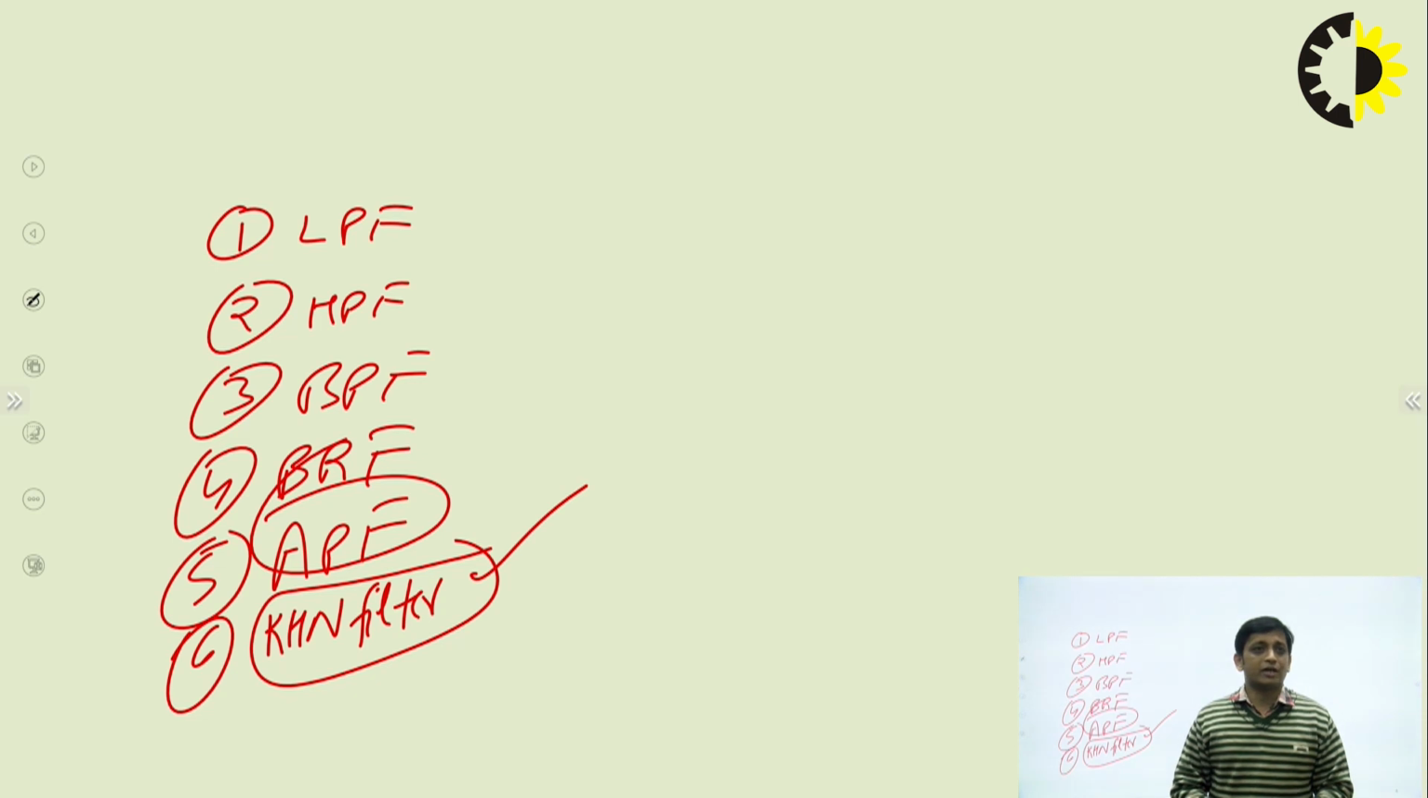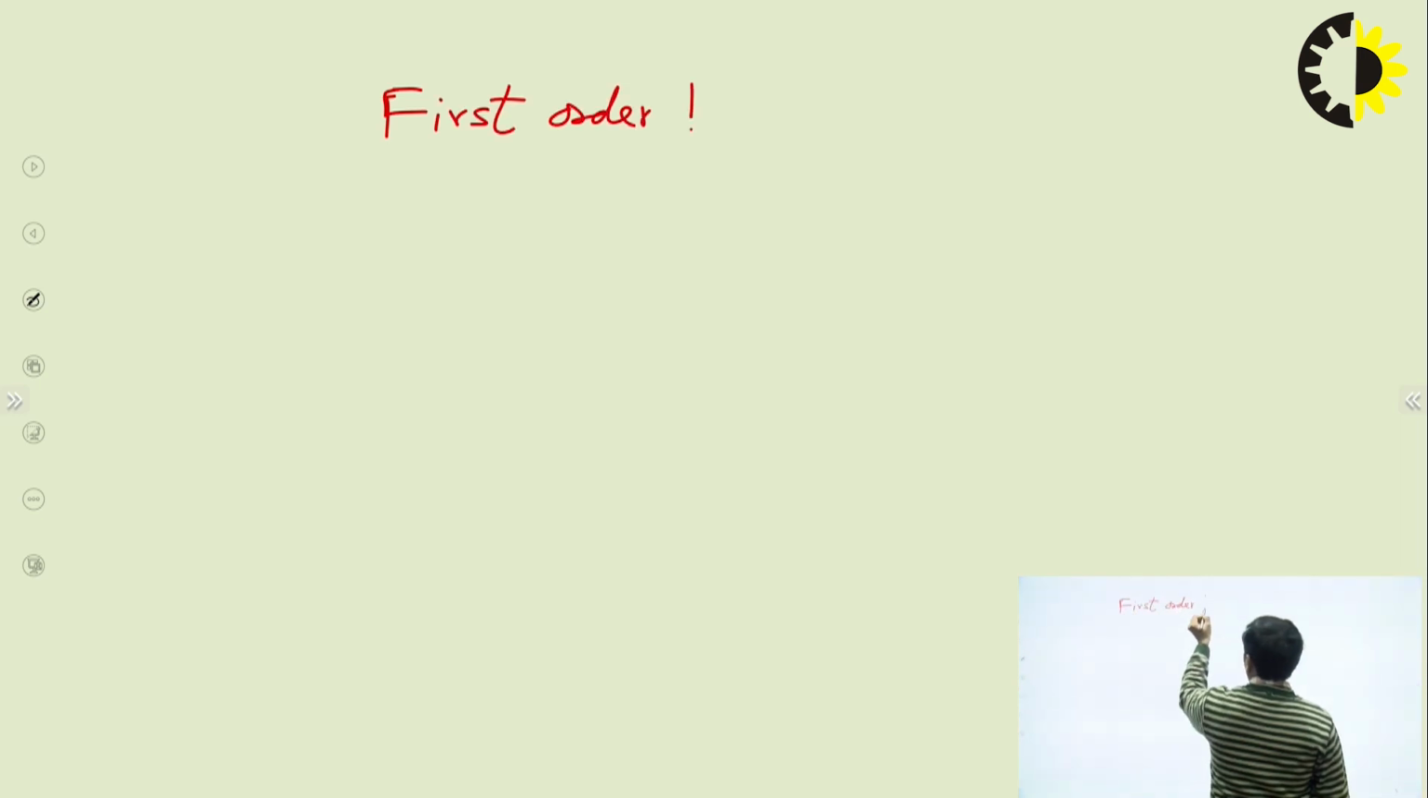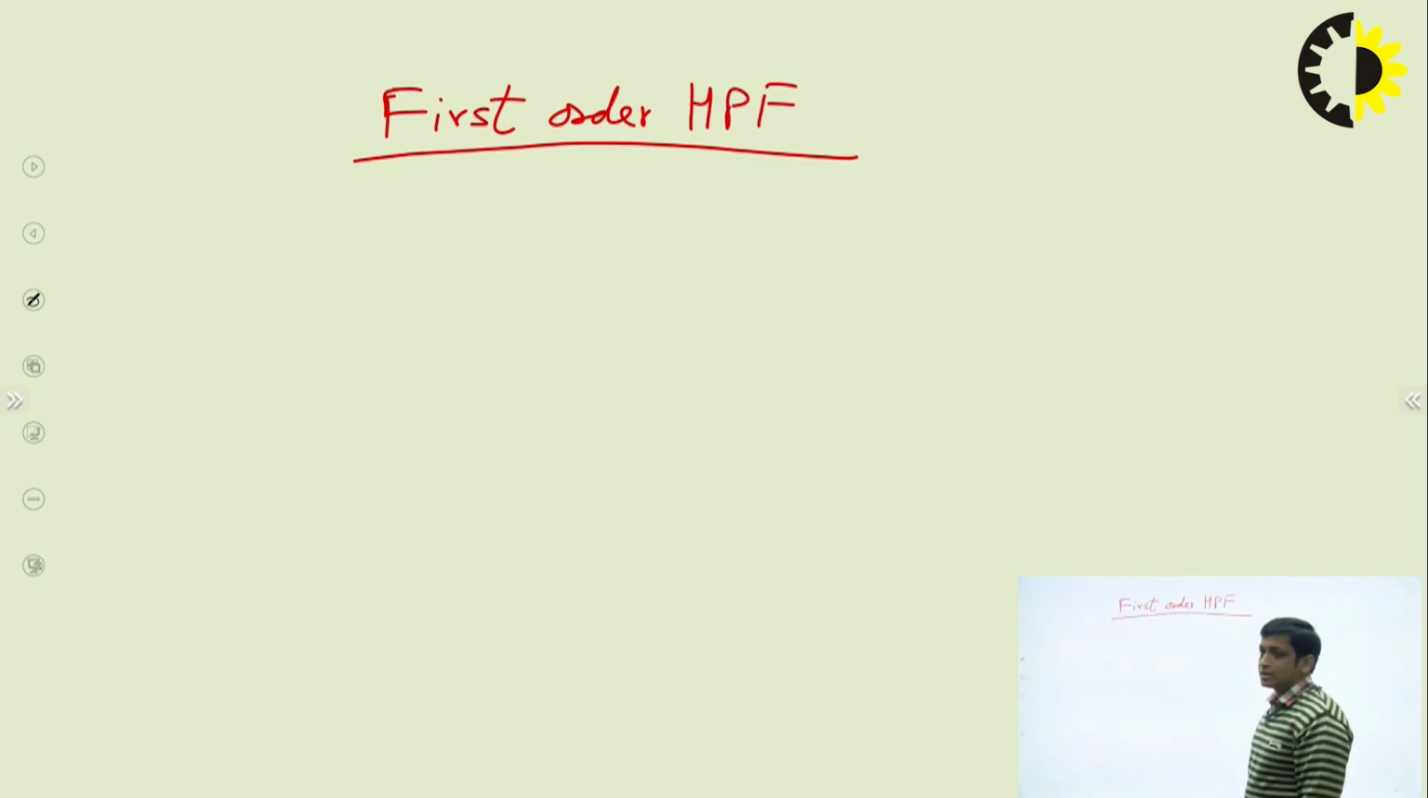In this lecture, we are focusing on the high pass filter, and obviously on the active high pass filter. Active high pass filter means that we will be using an op-amp. Along with the op-amp, we will be using a resistor and a capacitor. So starting with the high pass filter, firstly I will discuss the first order high pass filter, HPF. We will see why it is called first order.